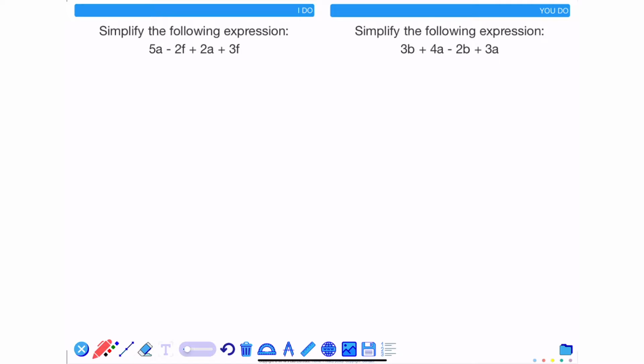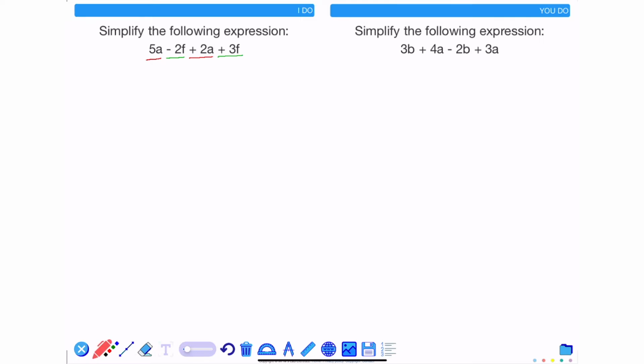The letters that are the same in this question on the left-hand side are 5a and positive 2a, and minus 2f plus 3f. Note here how I've underlined the negative symbol in front of 2f. So this is negative 2f.